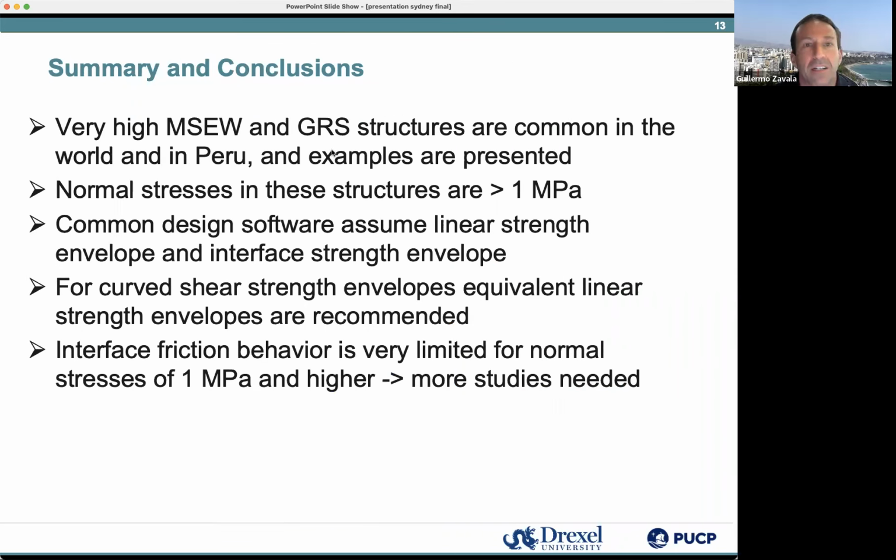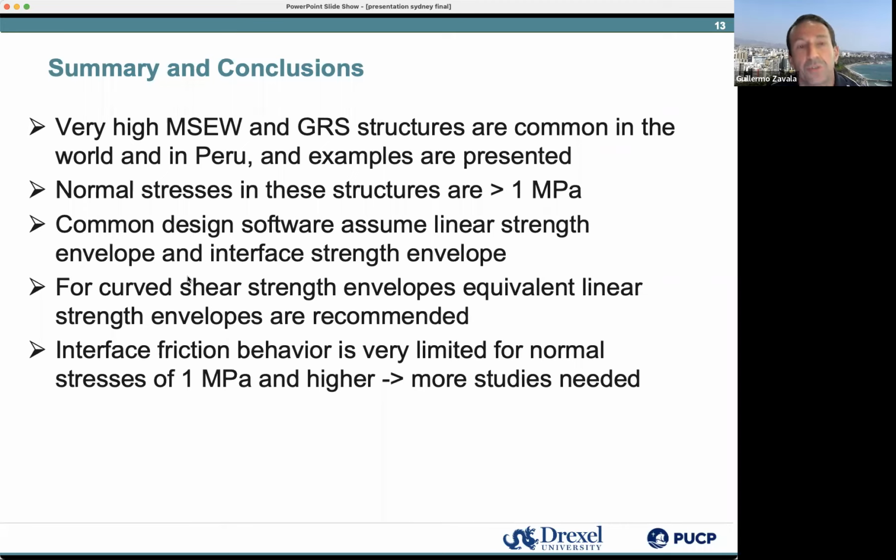A summary and conclusions: there are very high MSE walls and GRS structures that are common in the world and in Peru, and a few examples are presented here. The normal stresses in these structures can be more than 1 MPa. Common design software assumes linear strength envelopes and linear interface strength envelopes.